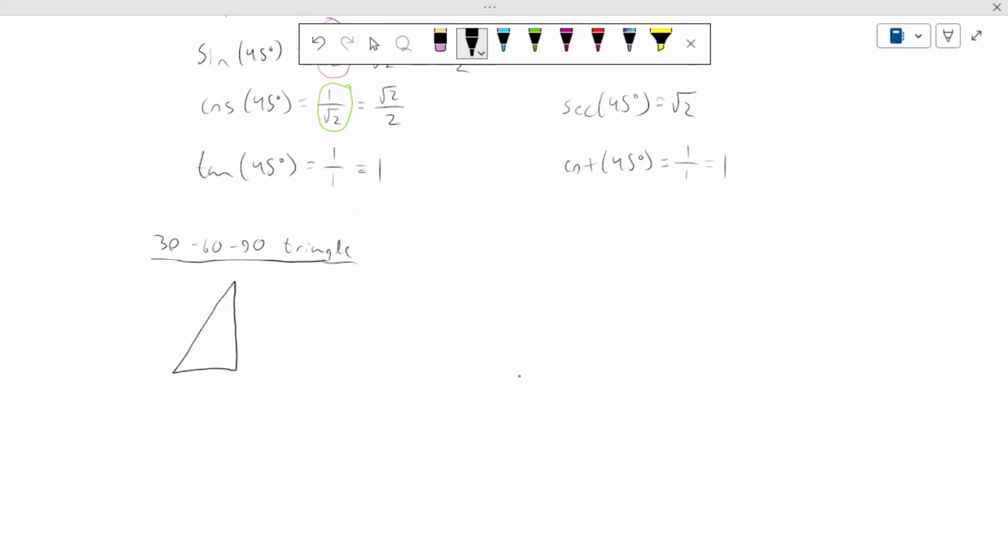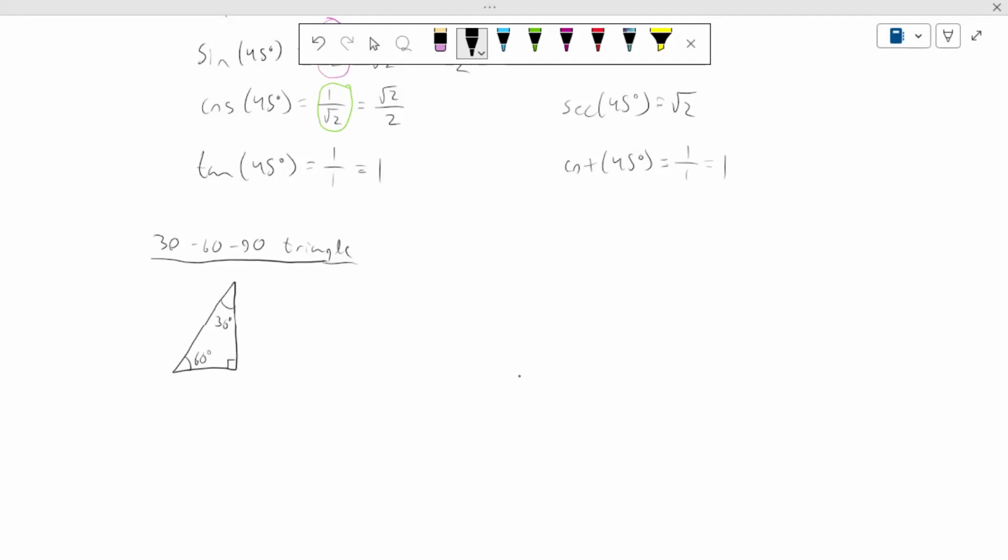And there's my 60-degree angle. Here's my 30-degree angle. 90-degree angle there. Okay. All right. Now I have to give it some scale. And so here's the scale that I'm going to give it.